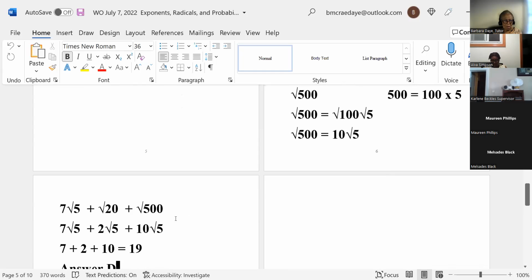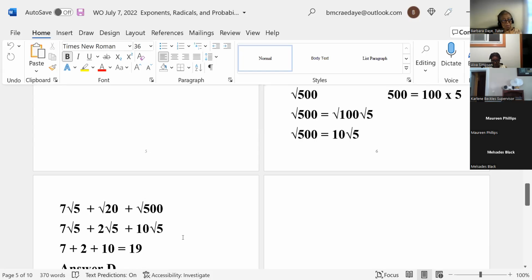Well, it's a coefficient. If you had 7x plus 2x plus 10x, you could add and get 19x, right? So if you had the 7 and the 2 and the 10, all coefficients of square root of 5, you can just add them up. It will be 19 times the square root of 5.